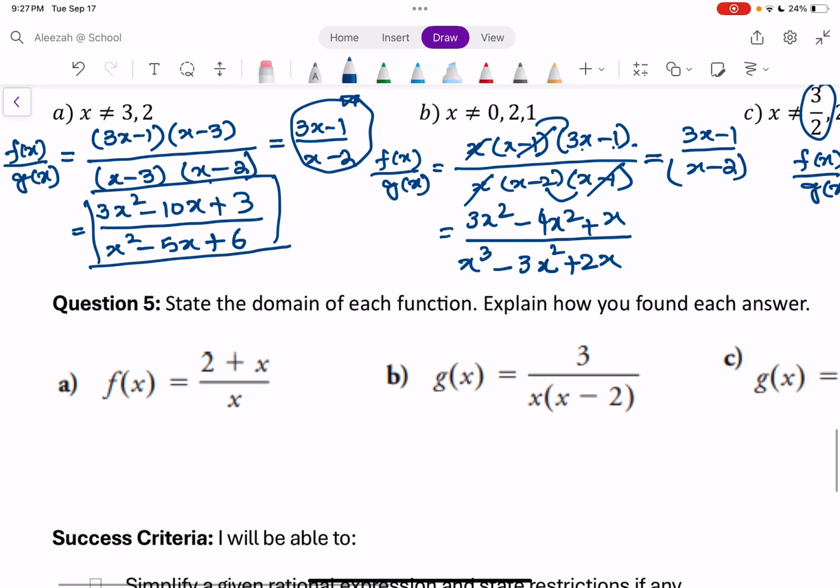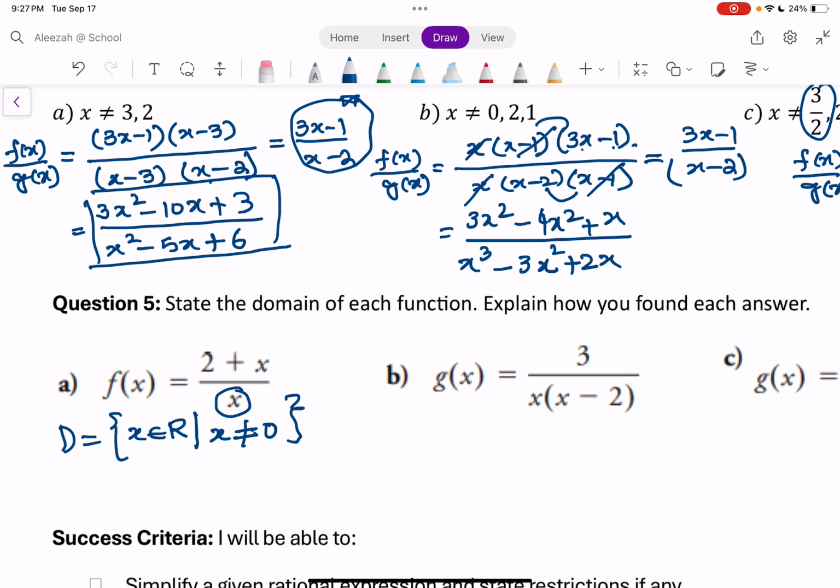State the domain of each function. So here, just look at the denominator. It's x, so it means x should not be 0. So what I can write as my domain, okay, so domain means it can be any number, but not 0, right? So what I write is x belongs to R. X belongs to R means x can be any number, right? Such that x is not equal to 0.